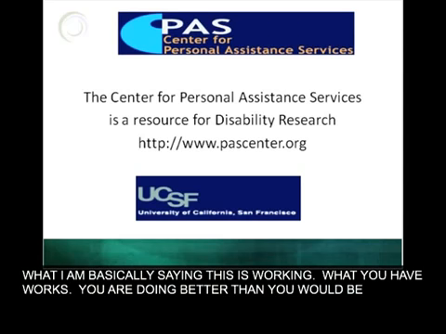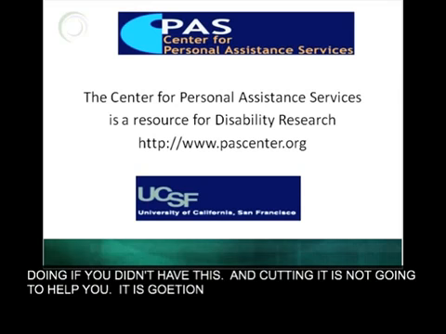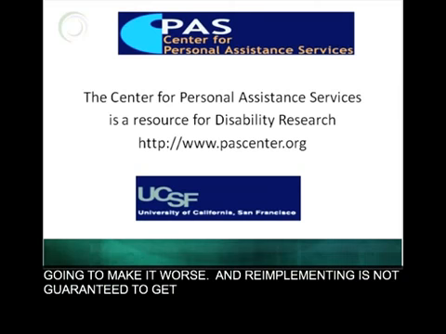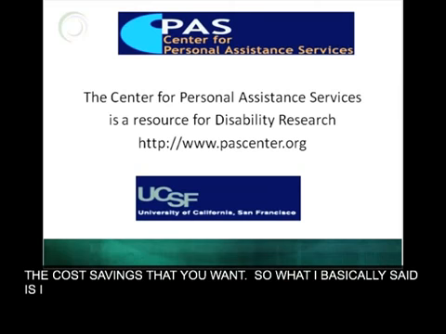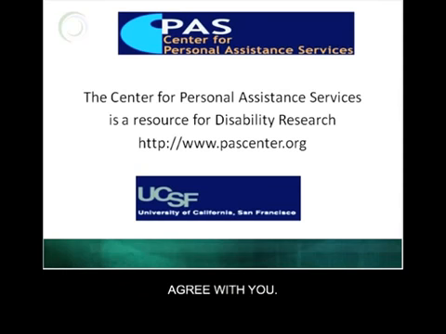And what I'm basically saying is, look, this is working. What you have works. You are doing better than you would be doing if you didn't have this. And cutting it is not going to help you. Cutting it is going to make it worse, and then you're going to have to re-implement it. And re-implementing, as you saw, is not guaranteed to get the kind of cost savings that you want, or at least not in the short run. So I guess what I basically said is, yes, I do agree with you.